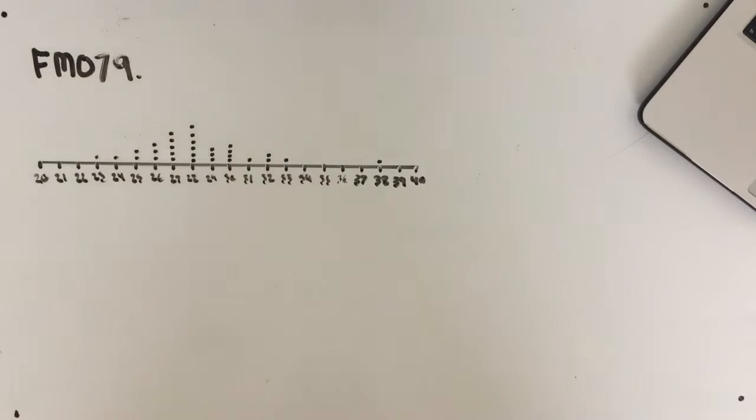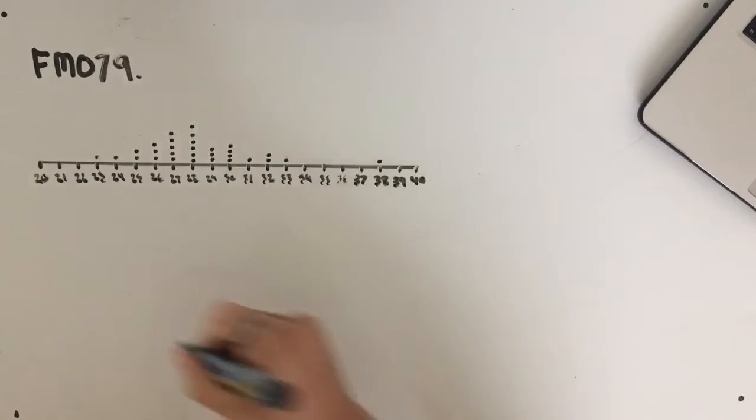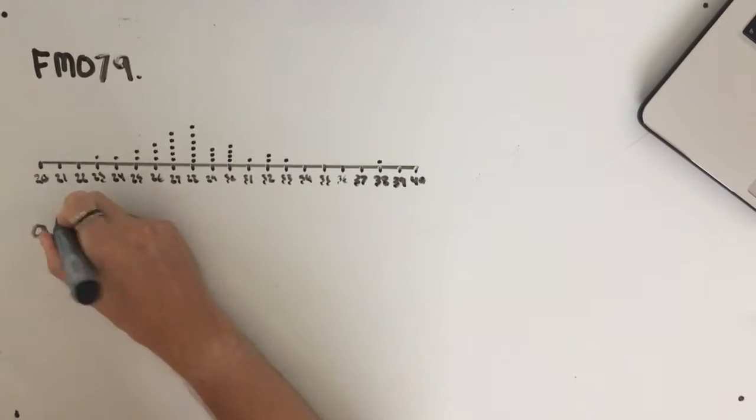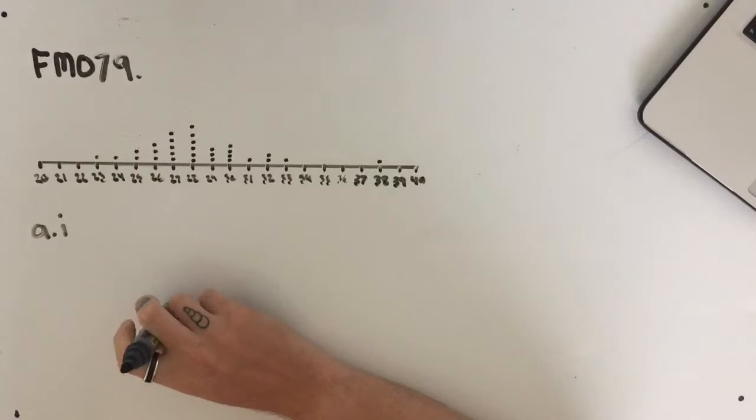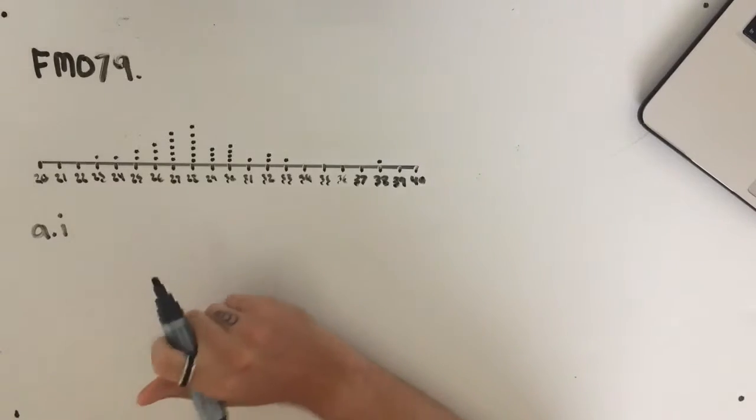Jumping straight in, the dot plot below displays the number of times a student curses each day in the 30 days leading up to their exams. For part A, part I, determine the median number of times this student cursed.